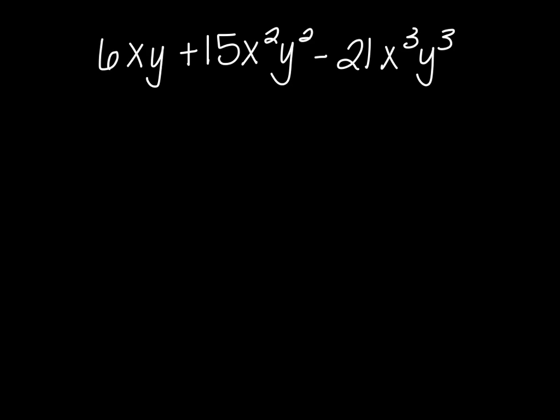Factoring the greatest common factor. So the first thing we have to do is find the greatest common factor between 6, 15, and 21.